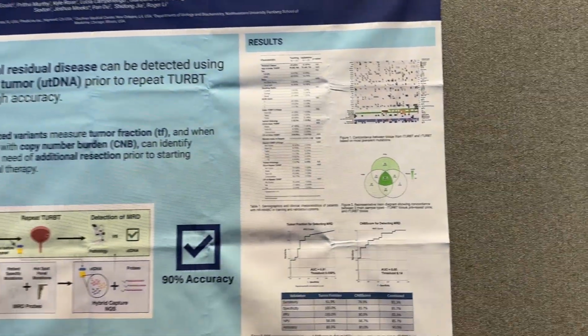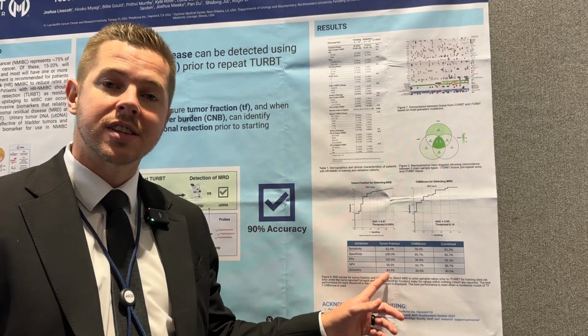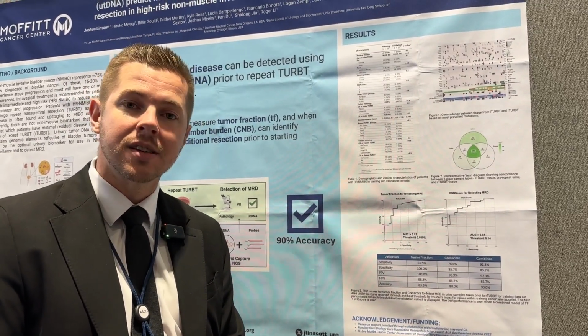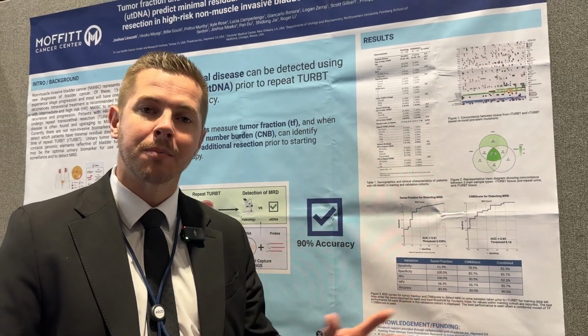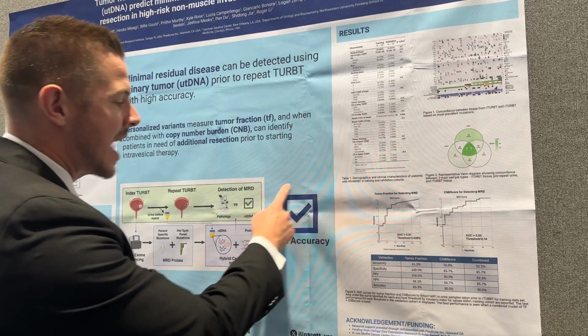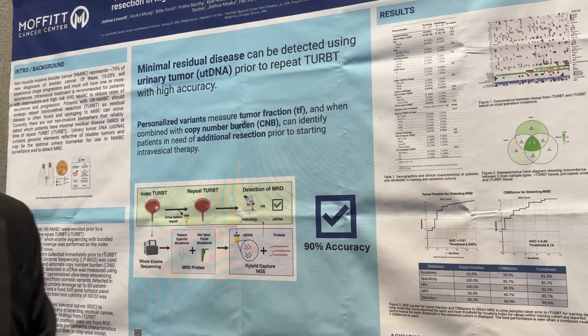A combination does really well. We found that tumor fraction itself is really specific. If that's positive, patients are highly likely to have disease. If it's not, we then check the copy number burden score. When the two are combined, we find that overall there's a 90% accuracy to detect minimal residual disease.